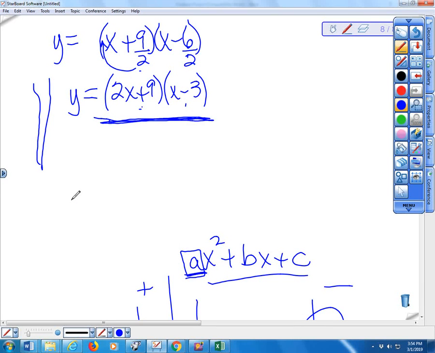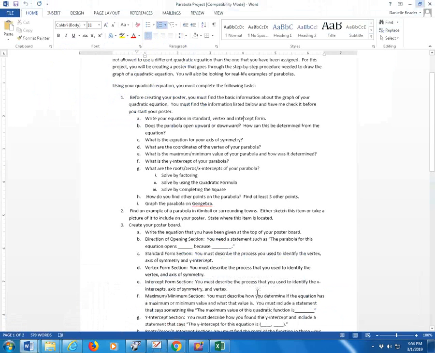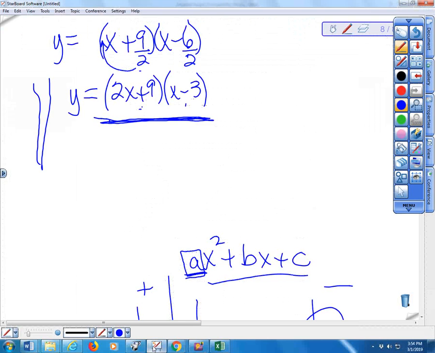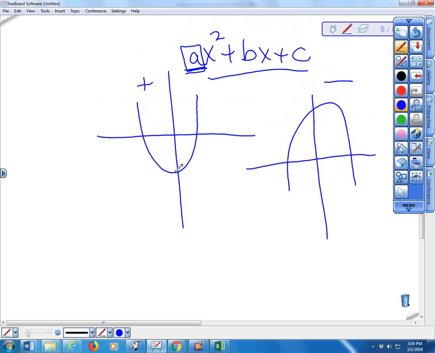All right, letter C. Letter C says, what's the equation for your axis of symmetry? Axis of symmetry in a parabola is the line that splits that parabola in two equal halves. So a point over here, if I mirror it over the axis of symmetry, will be the same distance from this line. The axis of symmetry is this line. And if you notice this is a vertical line, and all equations of vertical lines are x equals something. So if I can find the x-coordinate of the vertex, the axis of symmetry will go right through that.